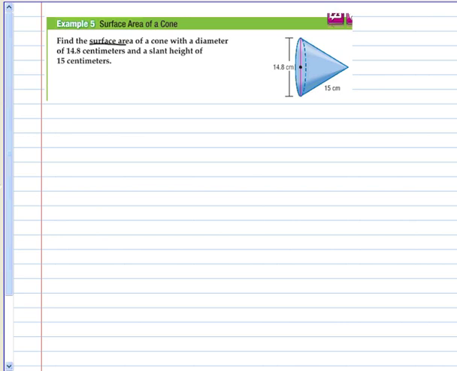Find the surface area of this cone. It says it has a diameter of 14.8 and a slant height of 15 centimeters. So I know the surface area for a cone. What's our formula? Pi r l plus pi r squared. So pi times, do I know the radius? 7.4. Do I know the slant height? 15. Too easy. Plus pi times 7.4 squared. Yeah, they didn't even make us figure out anything in this one.